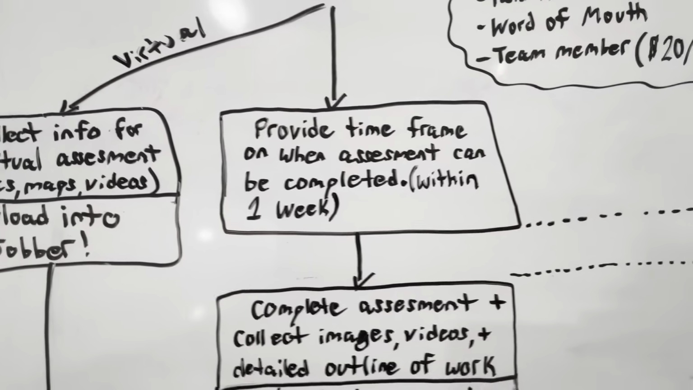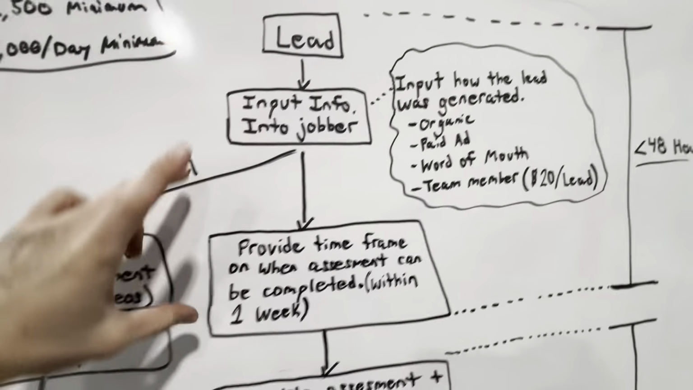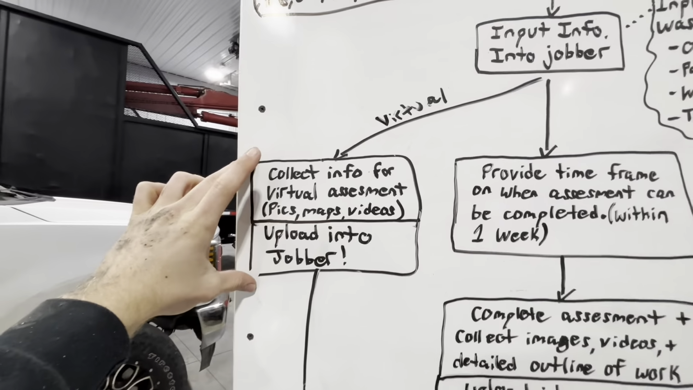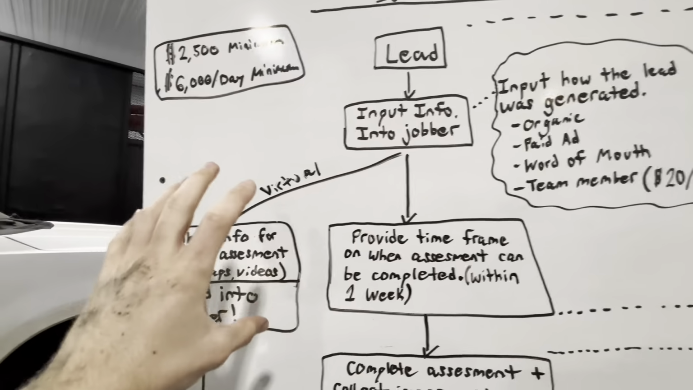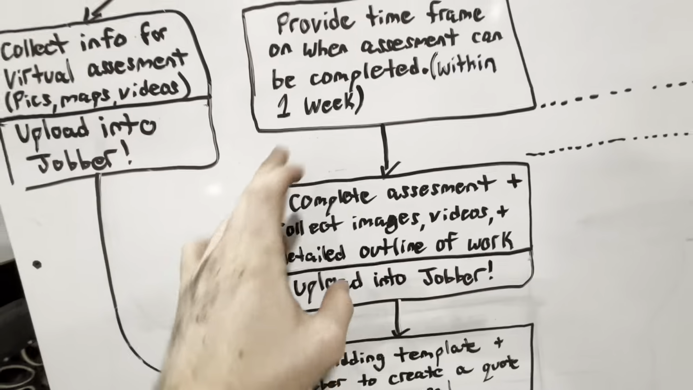Time increases conversion. Now this whole process from lead to scheduling or collecting information for the virtual process should take less than 48 hours. In my experience, if it takes longer than 48 hours, your conversion's going down, you're losing clients. So keep that really as fast as possible. Get it even faster than that, 24 hours, 12 hours. Get that as fast as you possibly can, because it's gonna make the client want to work with you more. They see that you mean business.